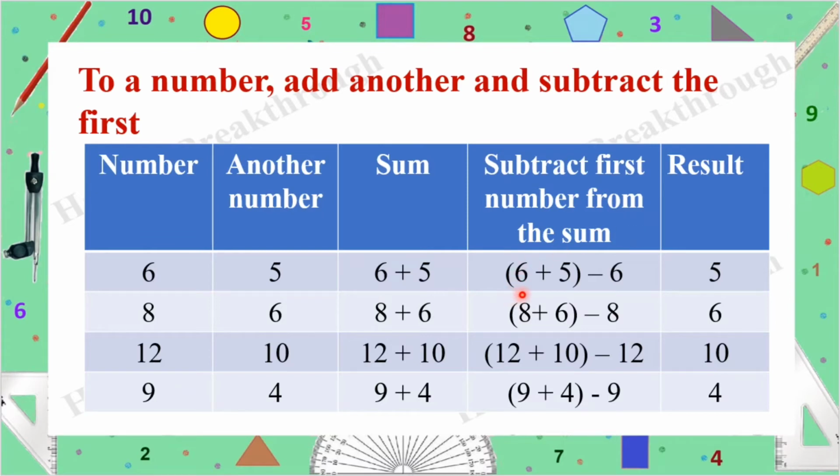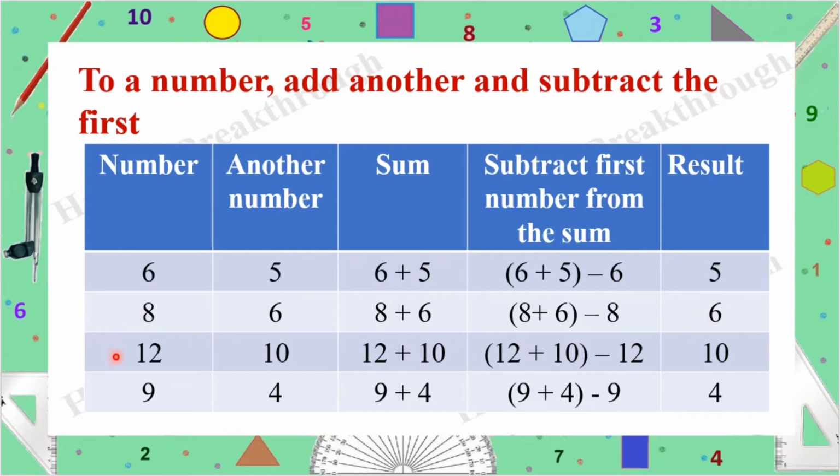So let's take first number as 6 and another number 5 and its sum is 6 plus 5. And subtracting first number from the sum. So that means 6 plus 5 minus the first number, that is 6. So 6 plus 5 minus 6 will be equal to 5, right? If we add two numbers and subtract the first number, we will get the second number. And let's do another example. 8 and 6. So 8 plus 6. And let's subtract the first number. 8 plus 6 minus 8 is equal to 6.